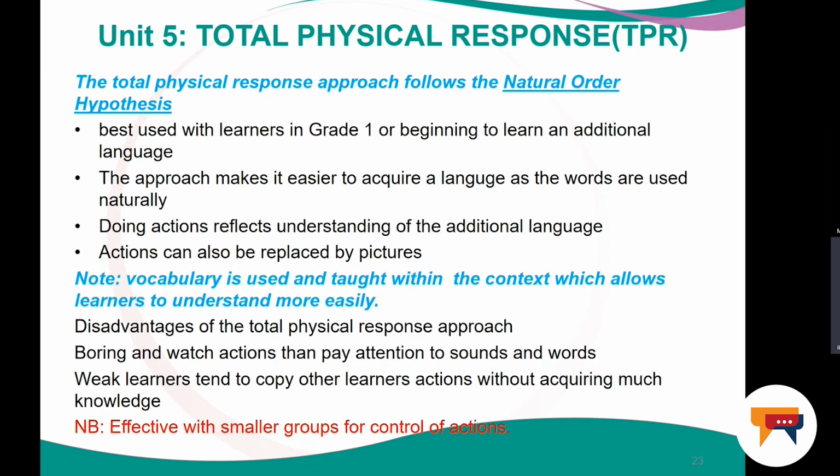It has its own disadvantages, as we have seen the advantages. It's boring with actions. Sometimes learners don't pay attention to the sounds and words. Weak learners tend to copy the others without understanding, and they won't acquire the language. So it is effective for smaller groups for control of actions.